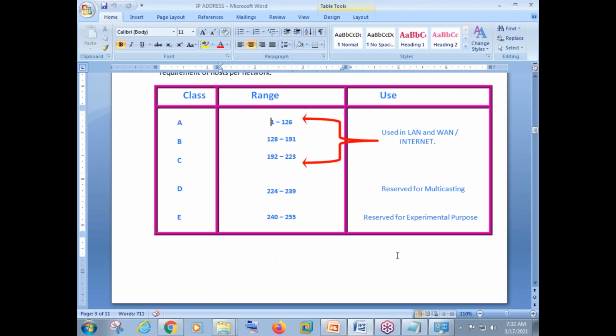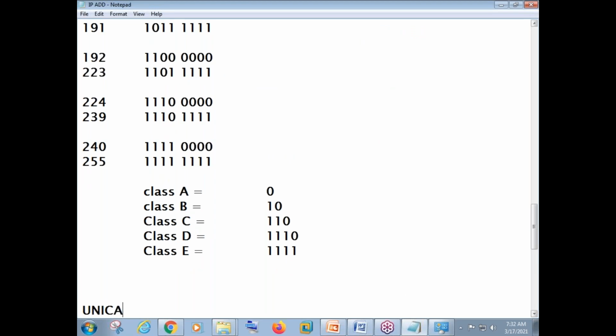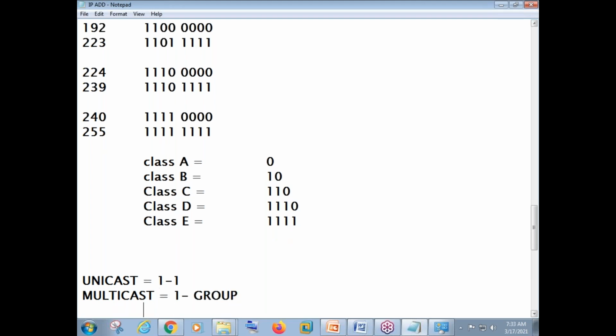What is unicast? What is multicast? What is broadcast? Unicast means one-to-one communication. There are 3 ways of communication. Unicast is one-to-one. Multicast is like one to a group. And broadcast is one to all. These are the 3 ways of communication: unicast, broadcast, and multicast.